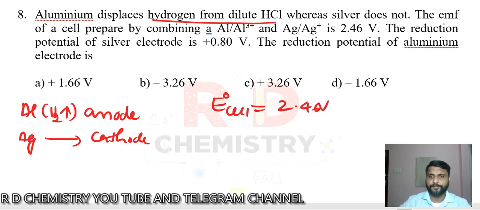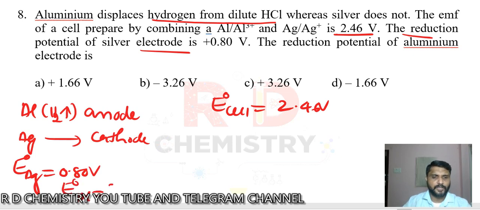It is given. Okay, here it is. The reduction potential of the silver electrode, E0 of silver, is given as 0.80 volt. The question is, what is the E0 SRP value of aluminum?